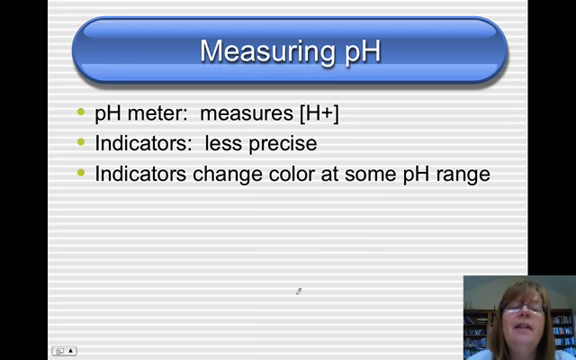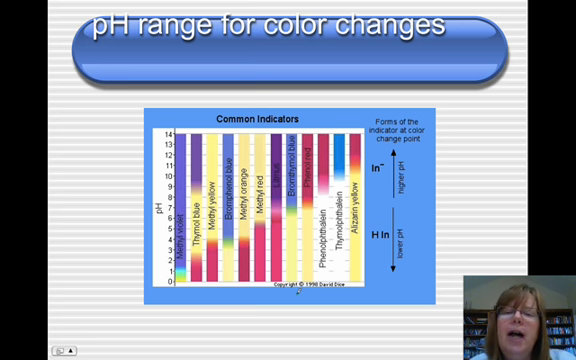All right, so finally, how do you measure a pH? Well, we have pH meters in the lab, and we're going to use them. They will give us the pH of solutions. You just stick a probe in, and it will read the pH for you. You can also use indicators. They're less precise than a pH meter, and they change color at some pH range, and they're pretty cool to use. And this is just a chart of some common indicators that are used.